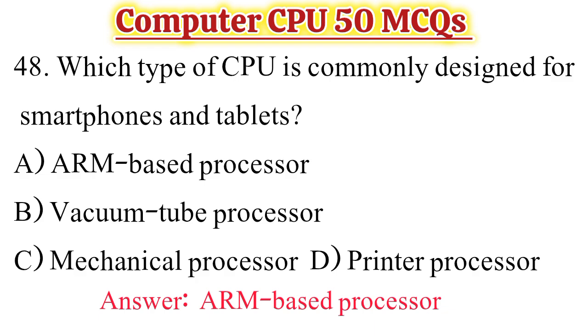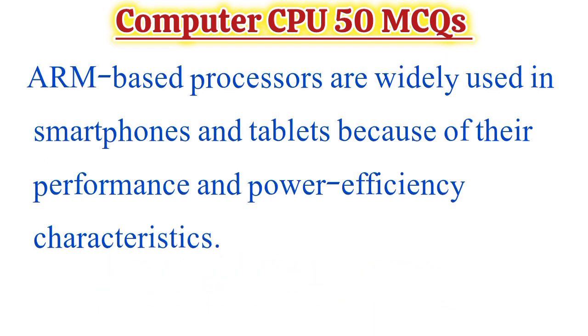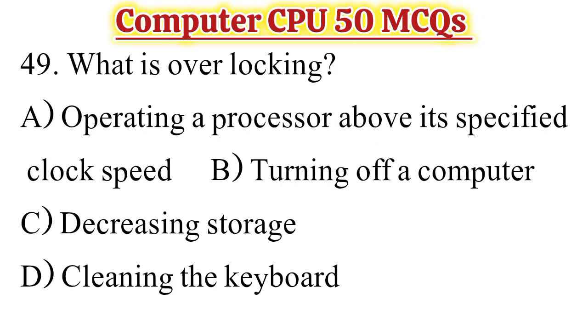Answer: ARM-based processor. ARM-based processors are widely used in smartphones and tablets because of their performance and power efficiency characteristics. 49. What is overclocking? A. Operating a processor above its specified clock speed. B. Turning off a computer. C. Decreasing storage. D. Cleaning the keyboard.